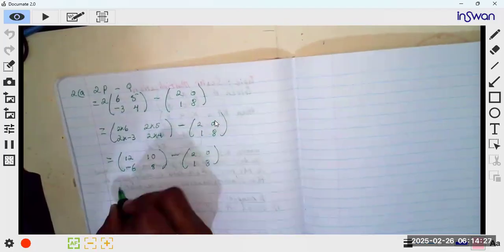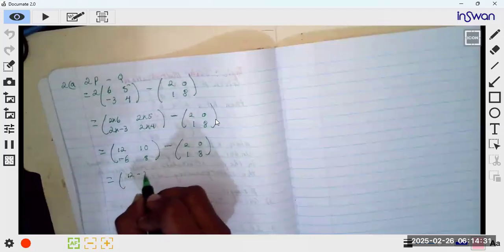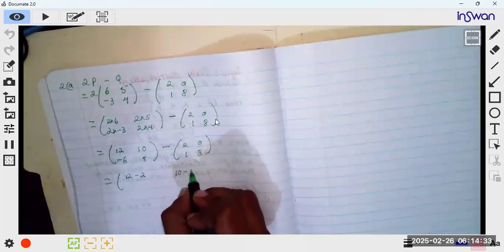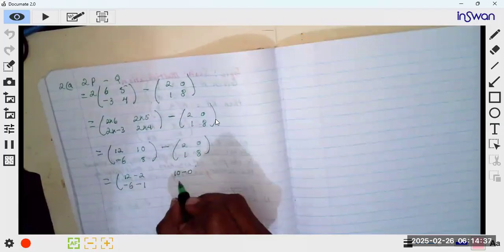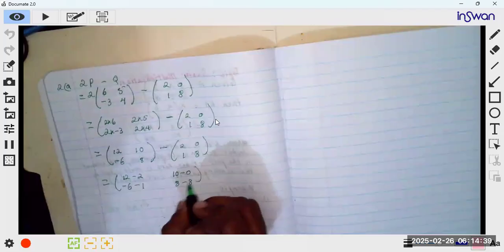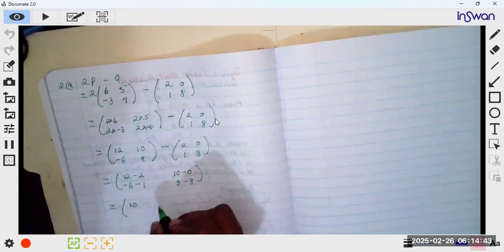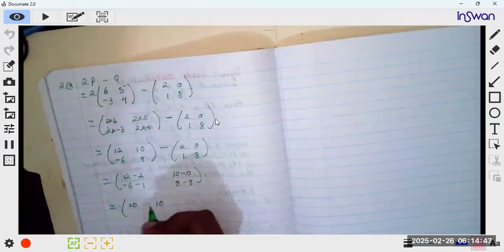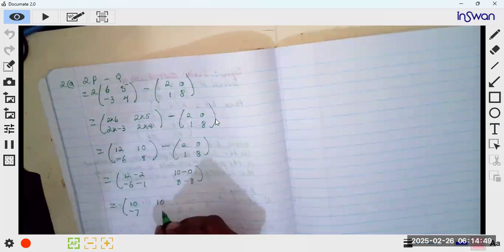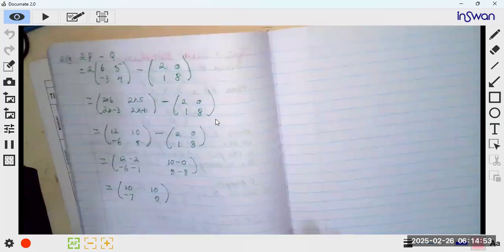So my final answer will be 12 take away 2, 10 take away 0, -6 minus 1, and 8 take away 8. So 12 take away 2 will be 10, 10 take away 0 will be 10, -6 minus 1 is -7, and 8 take away 8 is 0. And that's the answer.